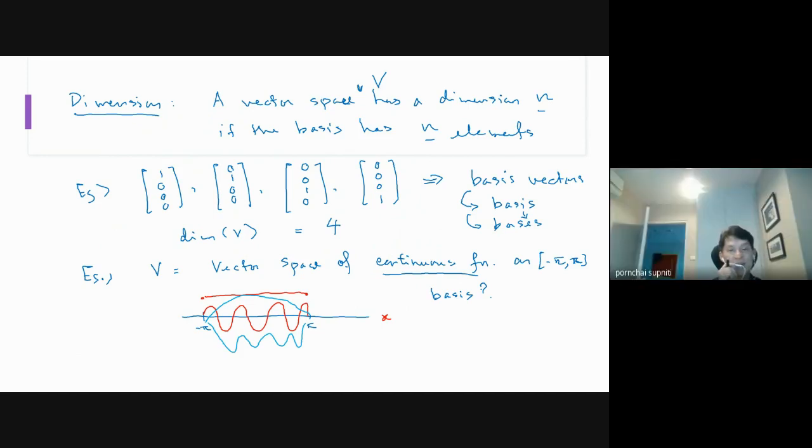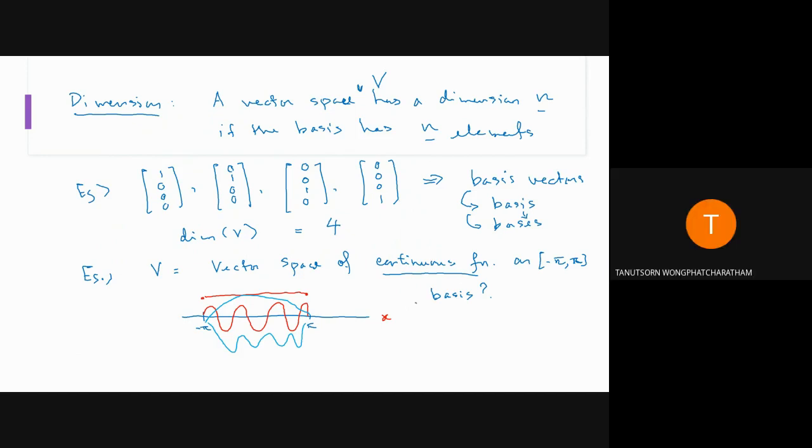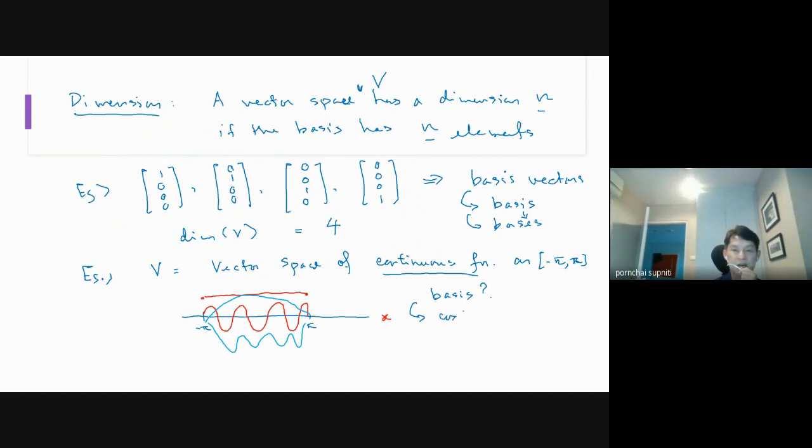Well, have you learned about Fourier transform, Fourier series in the past? Some of the basis can be like cosine of x, cosine of 2x, all the way to cosine of nx, and so on. You can also build the continuous function, this is from Fourier series. Any continuous function can be constructed from the summation of cosines of many different frequencies and also sines of many different frequencies, infinitely.